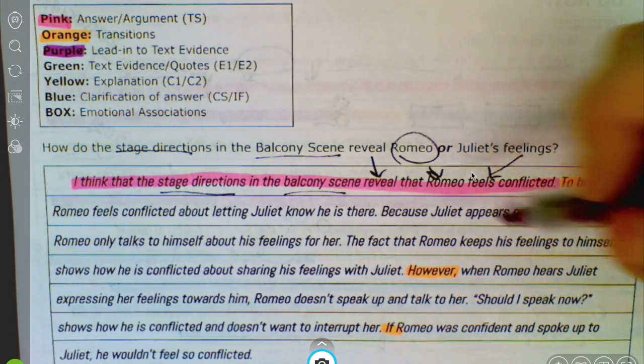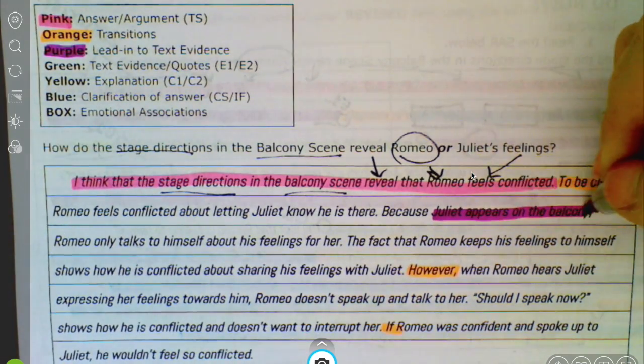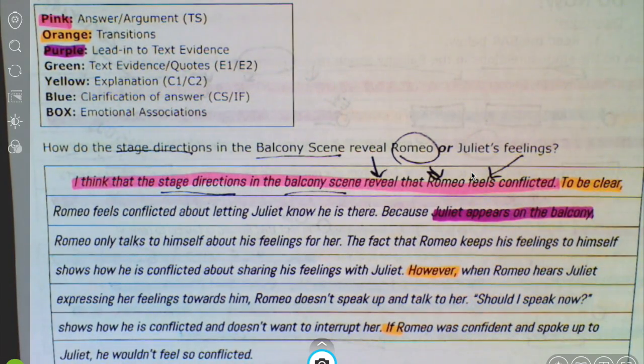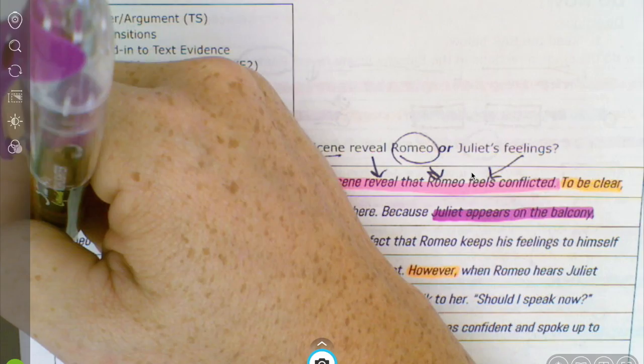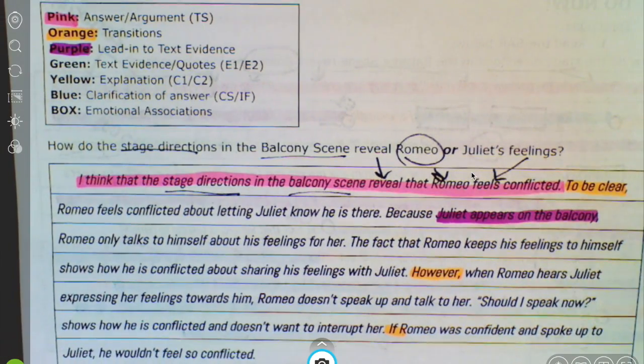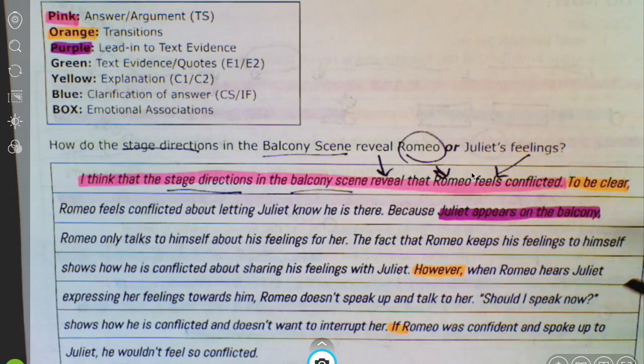All right, this Juliet appears on the balcony is definitely explaining what's going on in the story at that time, but everything else is kind of extra. It's kind of just there. All right, and then I don't see a quote in there either. I'm going to go down and see if I can find a quote.